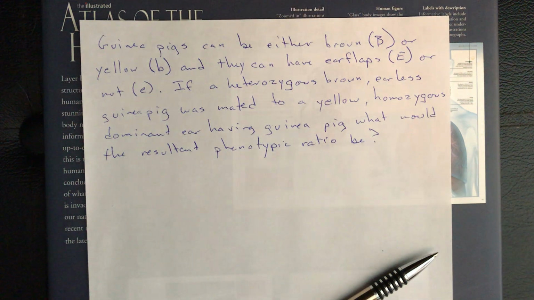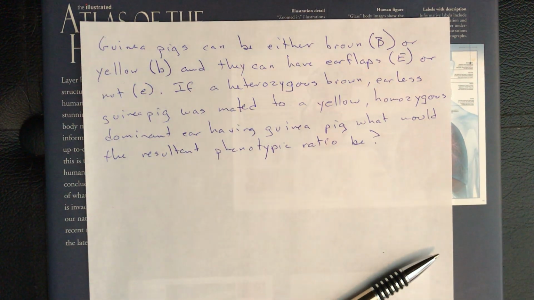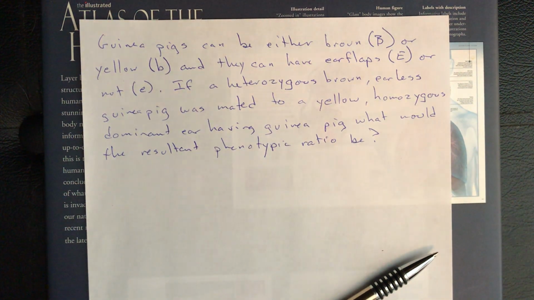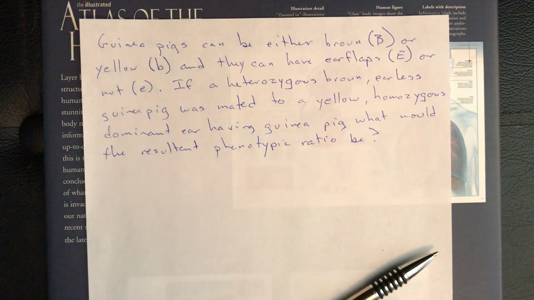So it says guinea pigs can be either brown, big B, or yellow, little b. So obviously the brown fur color is dominant. And they can have ear flaps, so that would be like having an external ear, kind of like we do, right? Big E. Or not, little e. So they could have ear flaps like we do or no ear flaps. This is completely made up stuff, all right? So that's the information that we have. Those are our two traits. You can either be brown or yellow, or you can have ears or not. Okay, so we're going to look at both of these simultaneously.